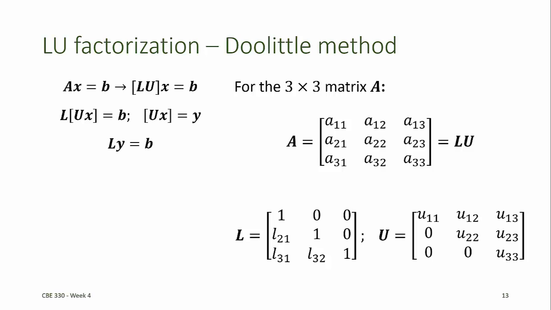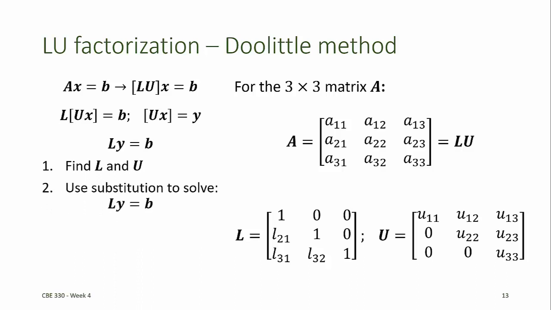Both of the LU factorization methods introduced here are based on a similar algorithm. We first find the matrices L and U, and then we use forward substitution to find the elements of a vector y that solve the equation Ly equals b. Since the matrix L is lower triangular, this can be done using forward substitution, solving for one element of y at a time. We begin with the first row to solve for y1. Once we know y1, we can solve for y2, and once we know y2, we can solve for y3, etc.